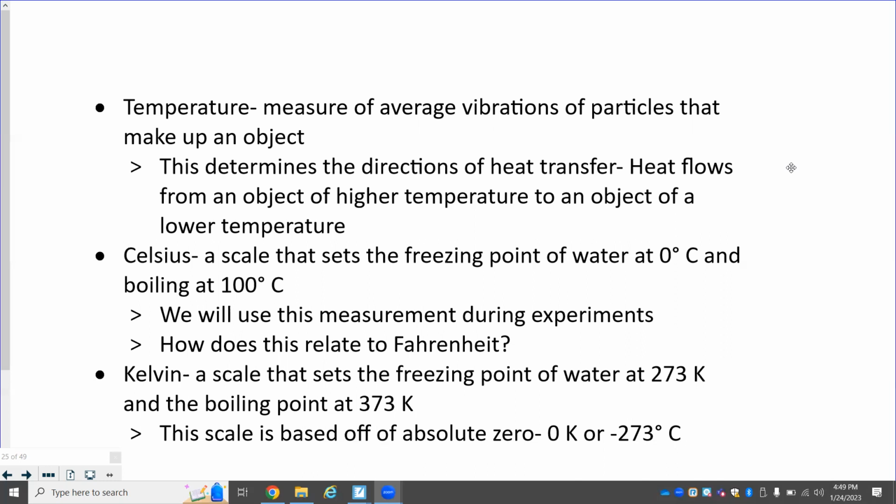We're also going to be dealing with the temperature scale of Kelvin. This we'll use for some of our math concepts. But this is a scale that sets the freezing point of water at 273 Kelvin and the boiling point at 373 Kelvin. One thing to note is that Kelvin temperatures do not have a degree symbol like Celsius does. And the Kelvin scale is based off of absolute zero, where all particle movement stops. So that's how we get the units overall.